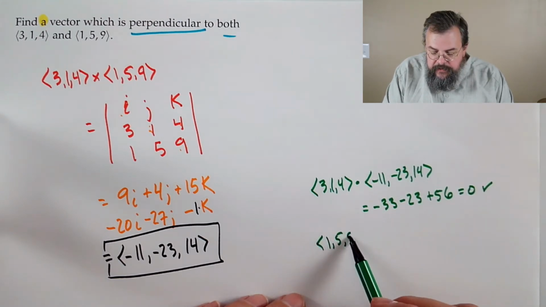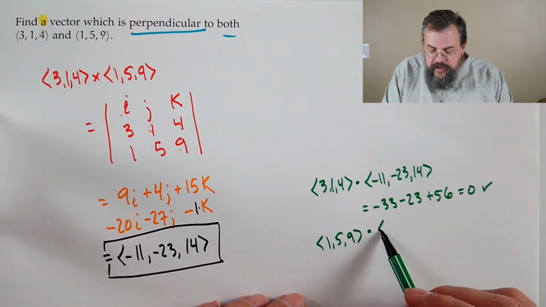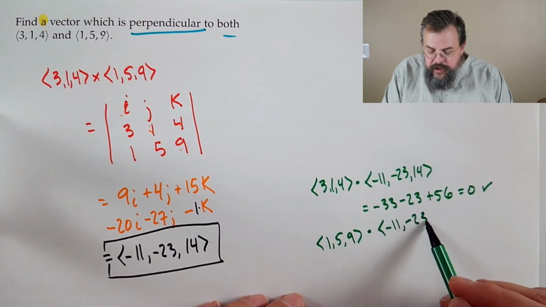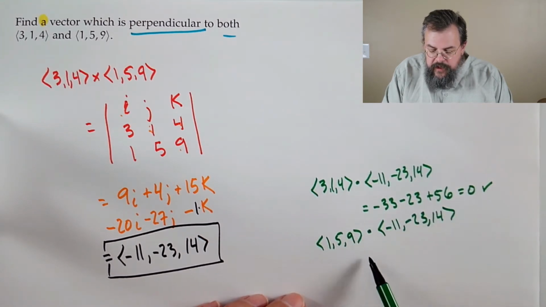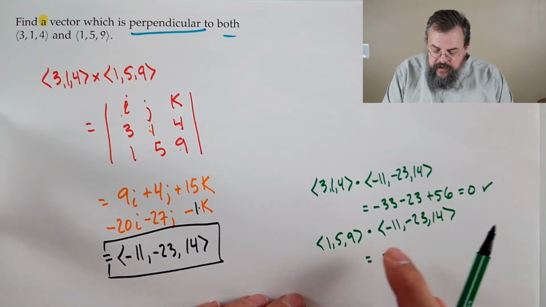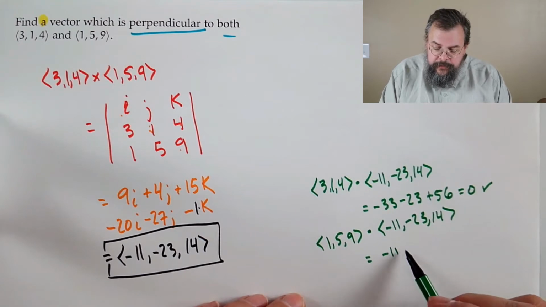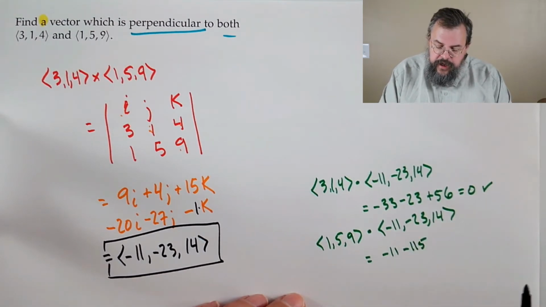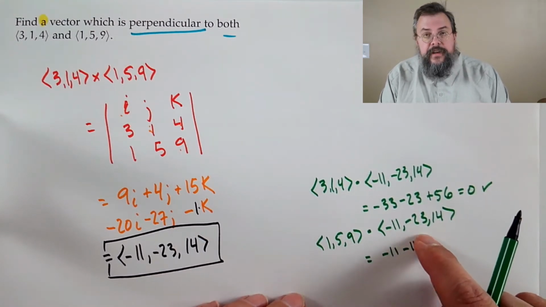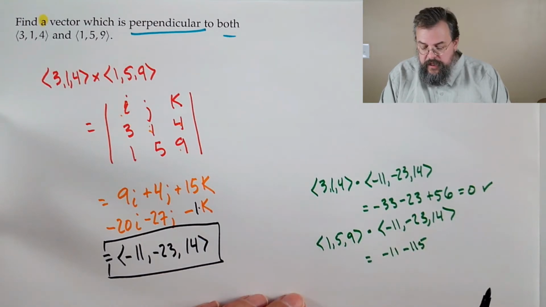(1, 5, 9) dot (-11, -23, 14). Well, 1 times -11, that's easy. 5 times -23, well, that's -115. Now, in case you're wondering how we get that, 5 times 20 is 100, and then 5 times 3 is 15, so you put them together.